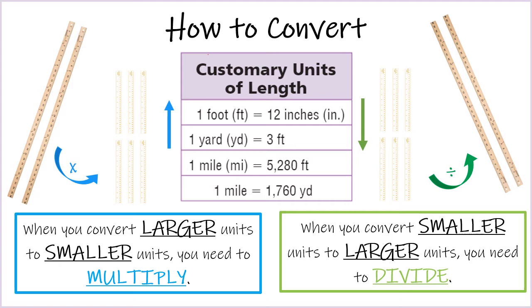All right, so let's talk about how we actually do these conversions, or how we convert. When you're converting from a larger unit, like maybe a yard, to a smaller unit, like maybe an inch, you would multiply. And when you're converting a smaller unit, maybe a foot, to a larger unit like a mile, you would divide. Now, I know that seems like a lot to remember, but don't worry, I have got a trick for you.